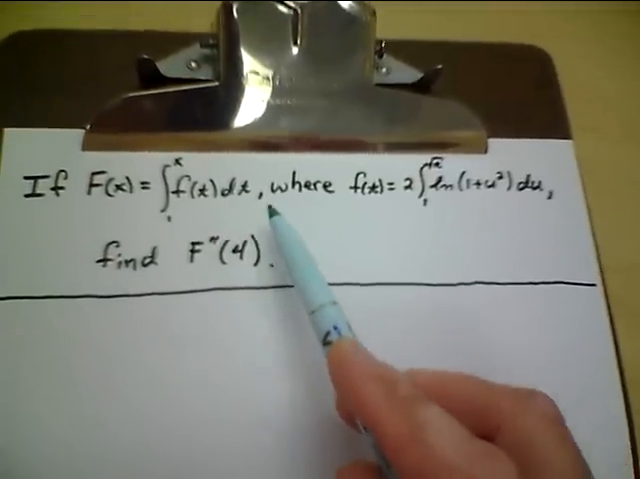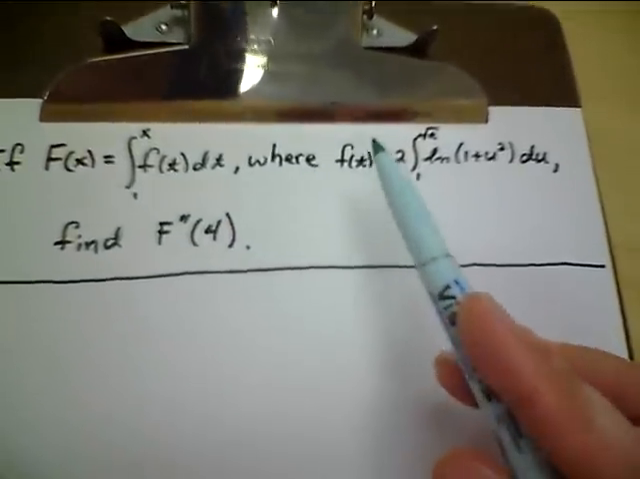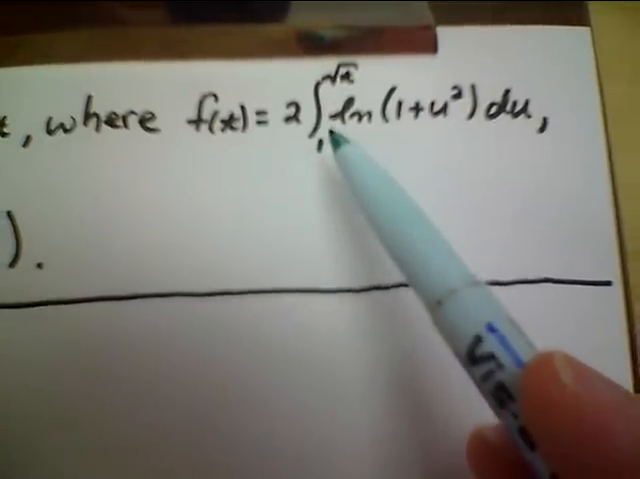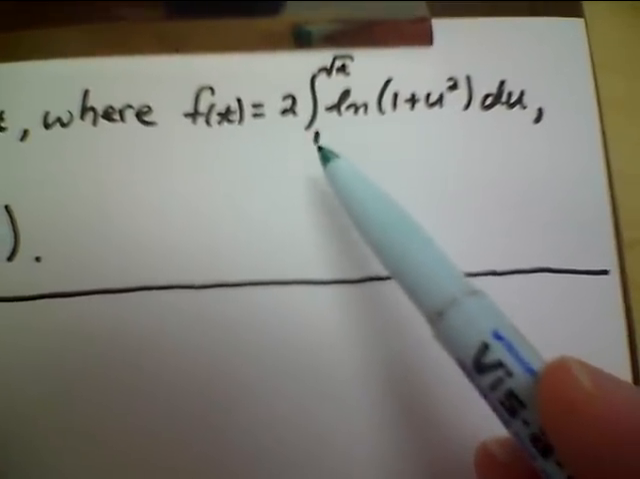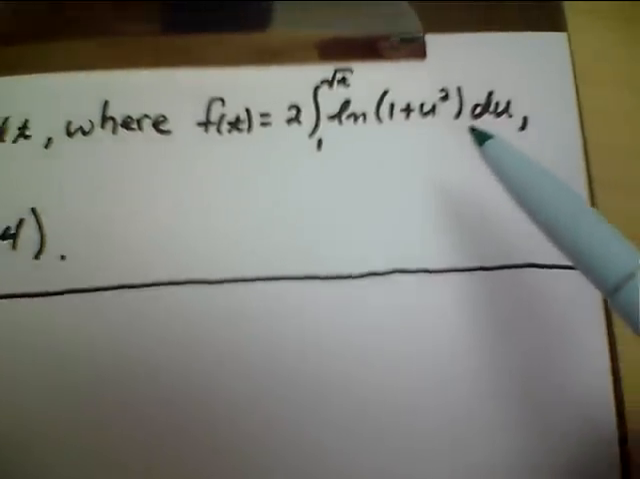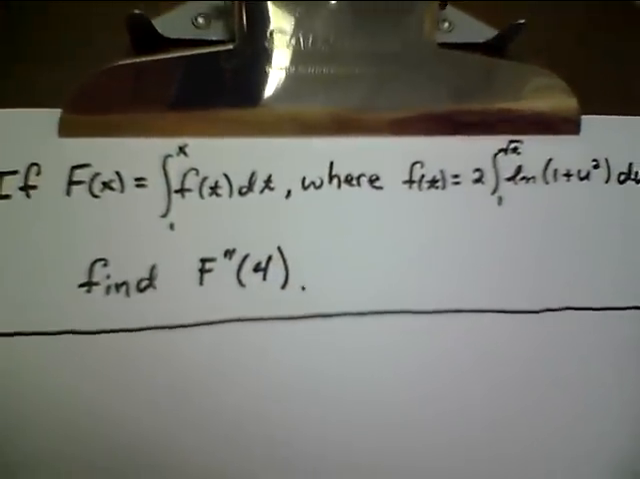Now the inside function is also defined as an integral, and that is f of t is 2 times the integral from 1 to the square root of t, natural log of 1 plus u squared. So here we want to find F double prime of 4.